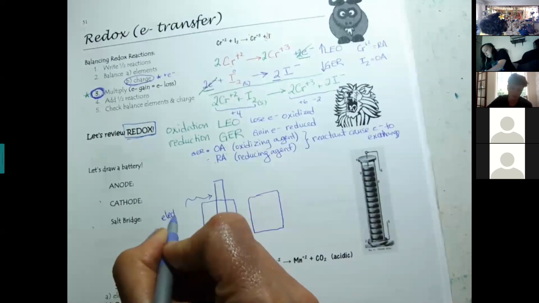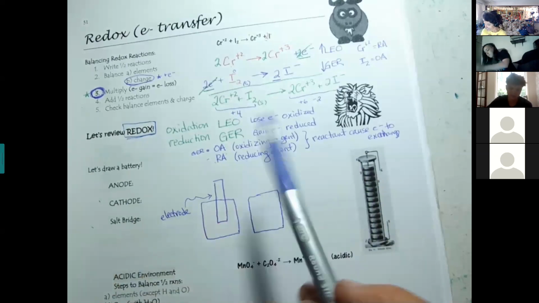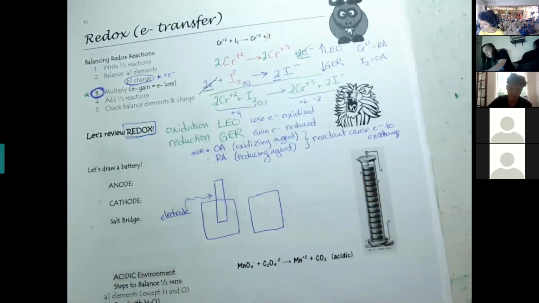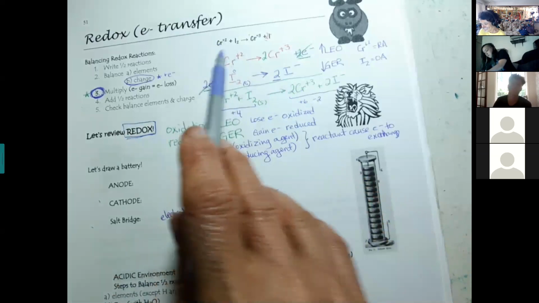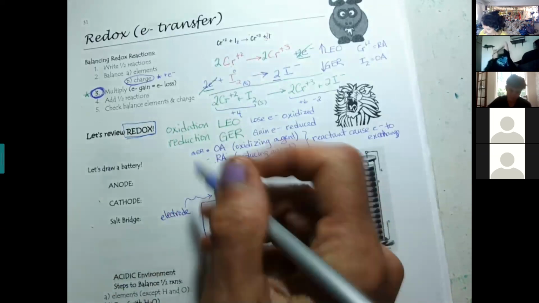An electrode is some type of metal. If there is a metal in your equation, you use that metal. Here we do not have a metal in our equation. The metal would be chromium solid; this is chromium ion. If you don't have a metal in your equation, you want to use a non-reactive metal, and that would be platinum.